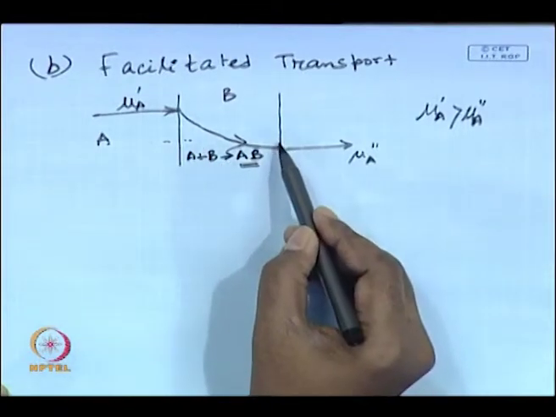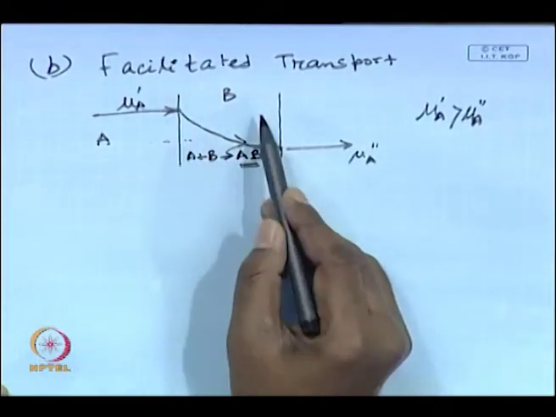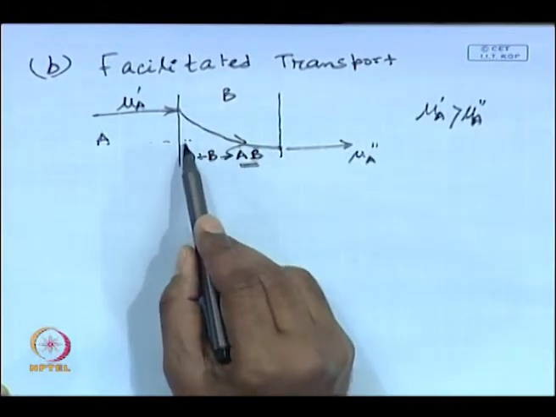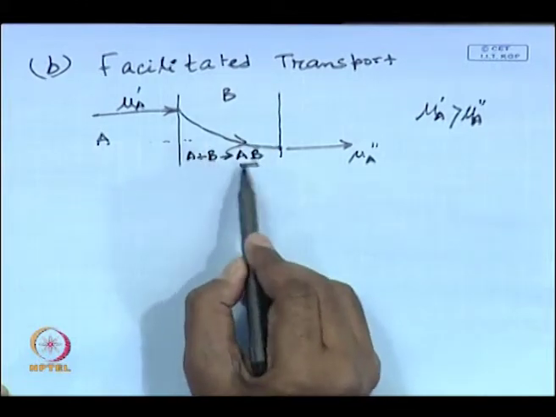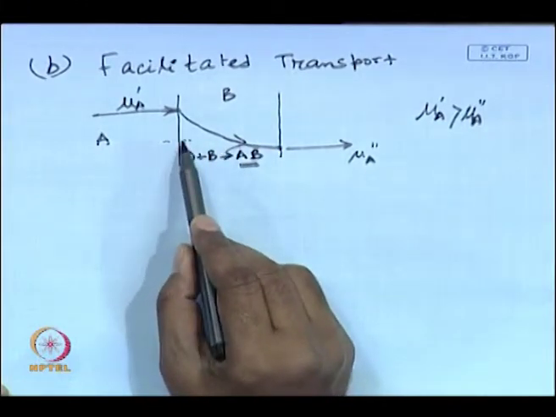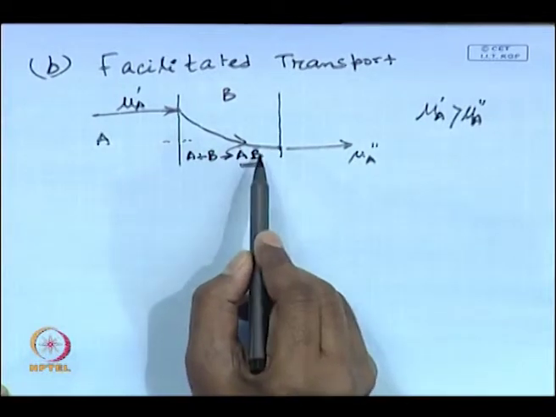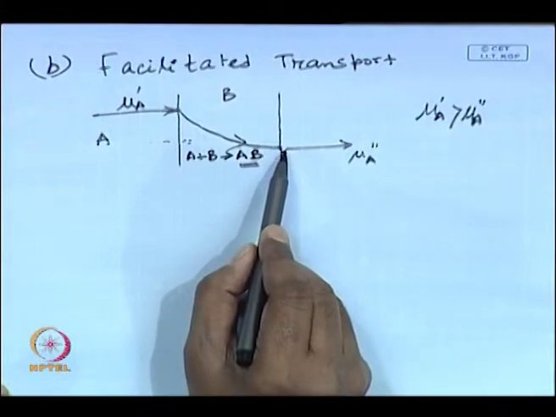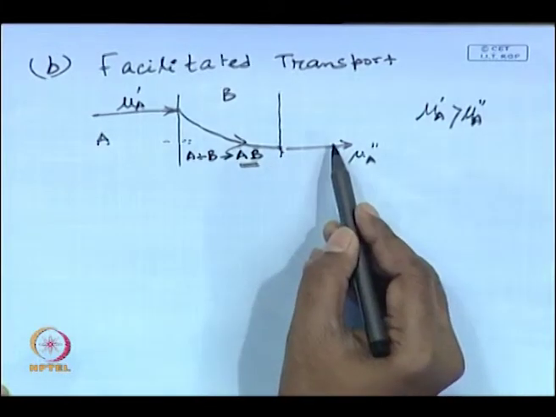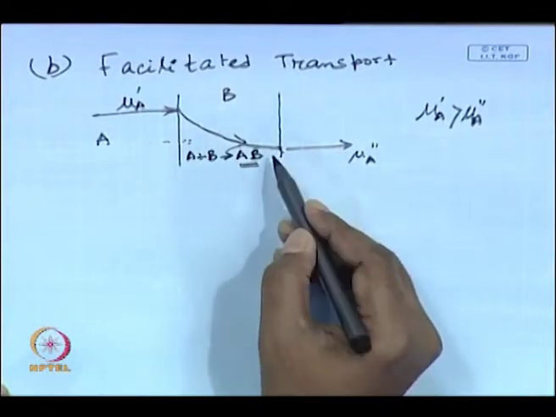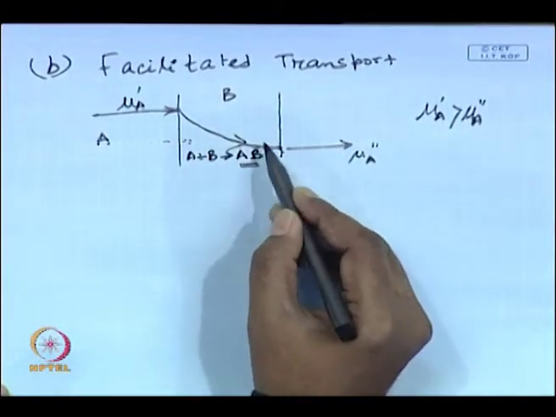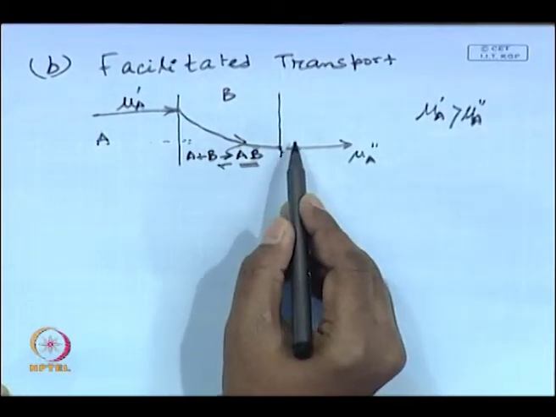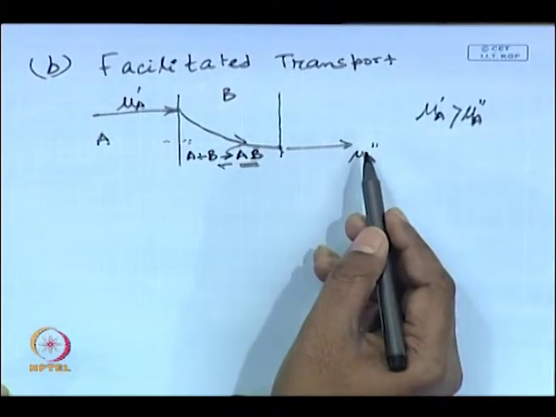Now, in the downstream, there is no A present at all in the membrane phase. So, there exists a stiff concentration gradient of species A in the polymer phase, from the feed side to the permeate side. Because of this concentration driving force, the species will be transported towards the permeate side, and in the permeate side there is no A present. So, basically the complex AB again breaks down. This is a reversible one. The complex AB breaks down and the species A gets transported on the permeate side.